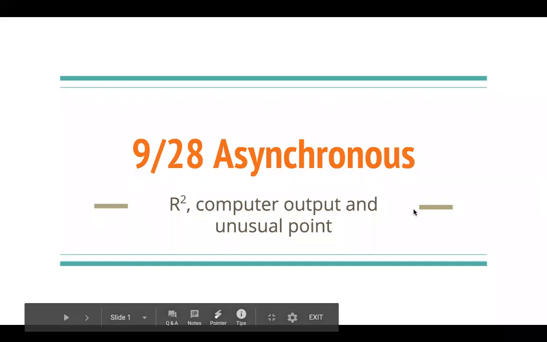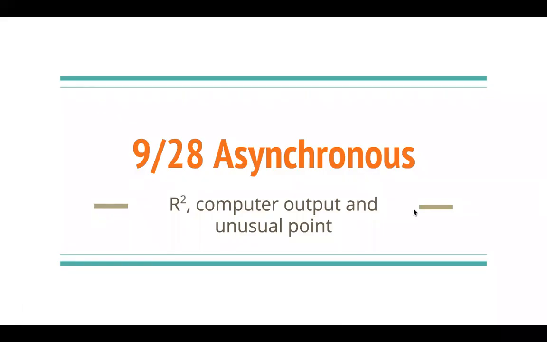Okay, everybody, this is September 28th, asynchronous assignment, and it's about R squared, a little bit about computer output, and then unusual points. This is tying up the last little pieces of information for this chapter, for linear models, before we talk a little bit about nonlinear models.